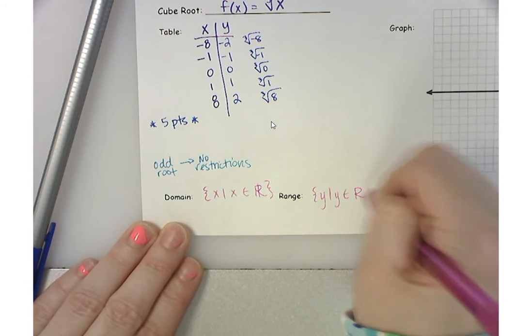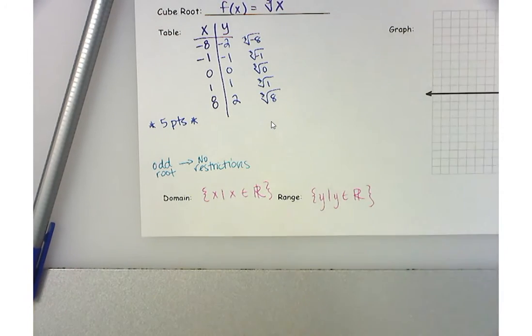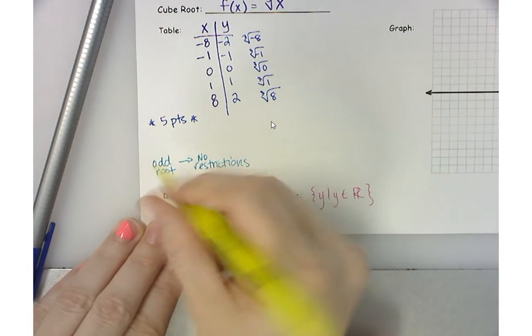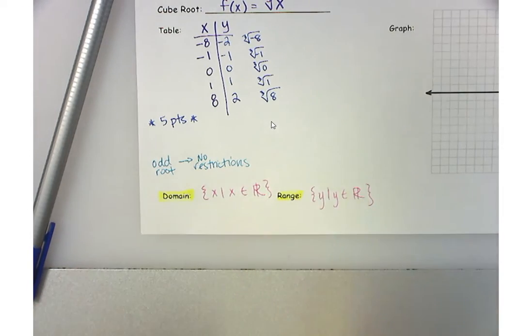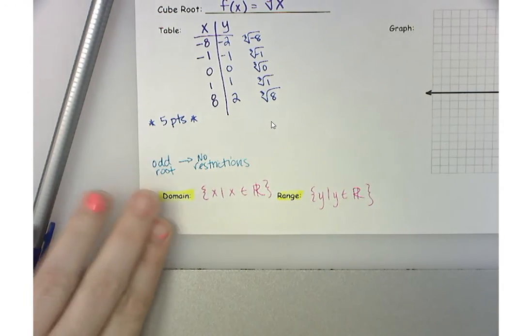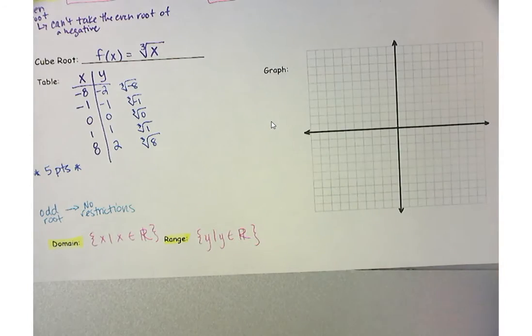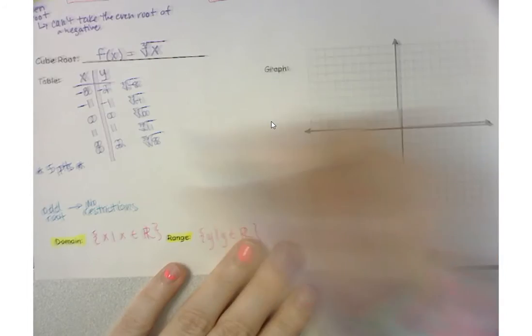Now we're going to graph our points. On my x-axis, I'm going to have points at 1, 2, 3, 4, 5, 6, 7, 8.